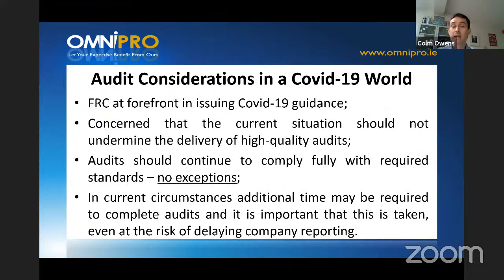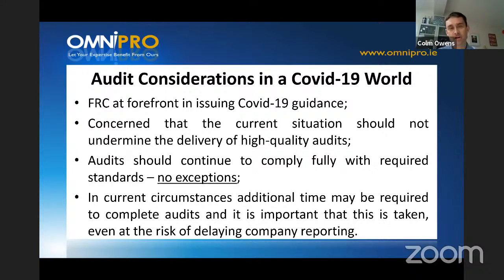By way of introduction, the FRC, in fairness to them, have been at the forefront of issuing COVID-19 guidance. They've been fairly on the ball from the middle of February onwards. As you've said here, Des, their concern is our concern. It's probably all the regulators' concern that the current situation shouldn't undermine the delivery of high quality audits. They were re-emphasizing from the start that audits should comply fully with the standards. I put in the no exceptions bit, that didn't come from the FRC, but it's the same thing: there is no get out clause.